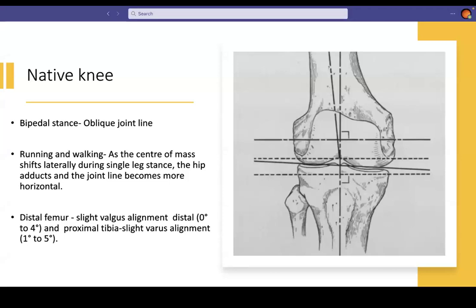In the native knee, on bipedal stance, there is an oblique joint line. But with activities like running and walking, the center of mass shifts laterally, especially in the single leg stance, and the hip adducts and the joint line becomes more horizontal. In the distal femur, there's a slight valgus alignment, and in the proximal tibia, there's a slight varus alignment of 1 to 5 degrees.